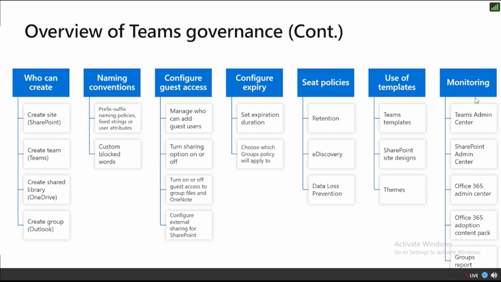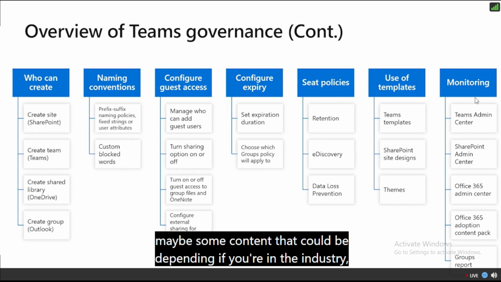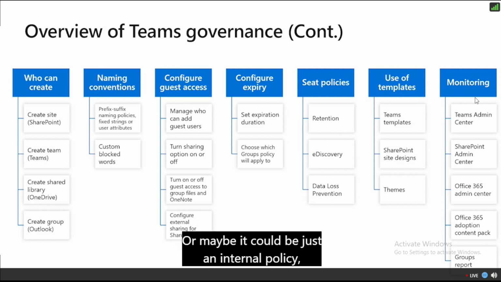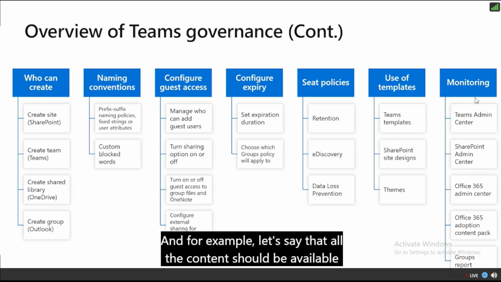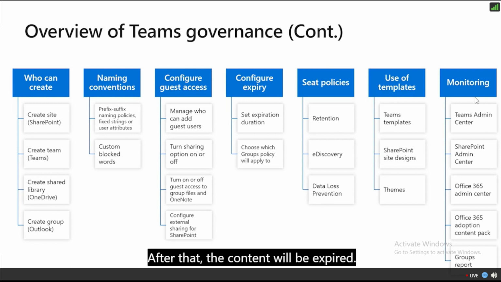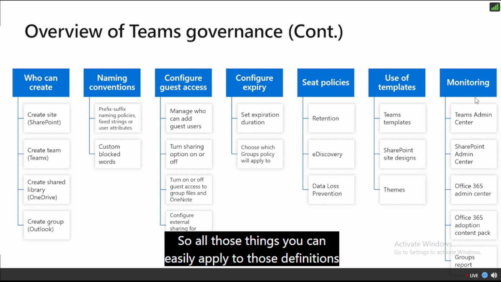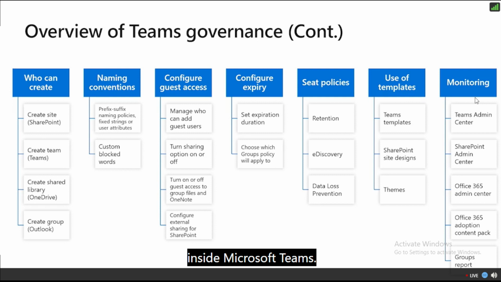In terms of configuring expiry, in some cases you may want to set an expiration. Depending on the industry, or it could just be an internal policy. For example, let's say that all the content should be available and I should be able to navigate and browse through the content for the last 6 years. After that, the content will expire, and you can also customize the actions, what will happen next. So you can easily apply all those definitions inside Microsoft Teams.